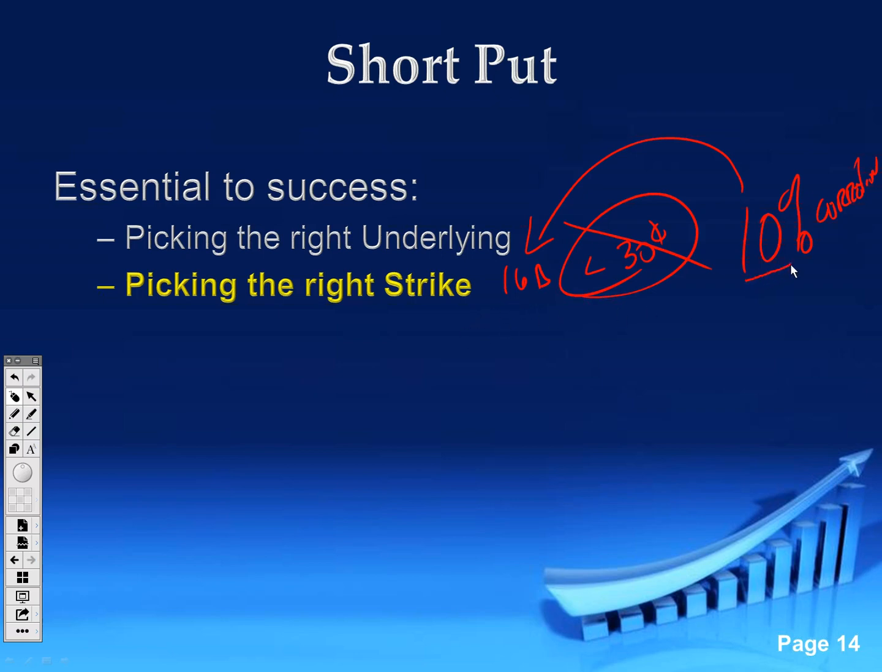When I'm trying to do a dollar cost average idea, when I've decided to put this strategy on, I'm looking for a 10% correction to start doing some dollar cost averaging. So that's where I would start with my strike location.